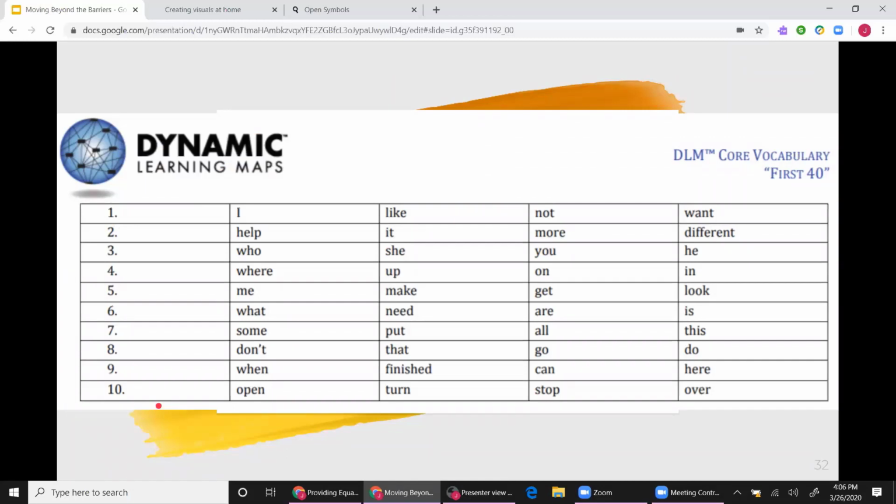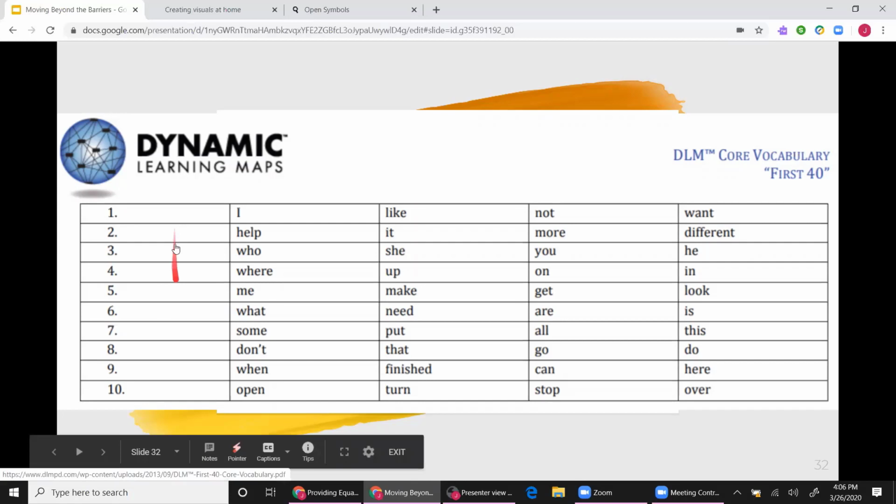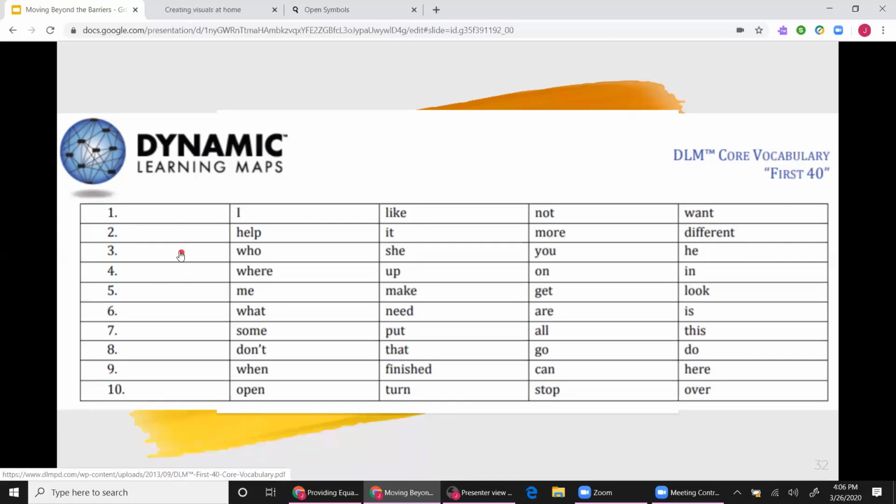You can see here they have some suggested ways of pairing these words, but you don't need to teach them in this order. If we look at who, the reason they paired that with she, you, and he is because if you're working on answering a who question, you might need some sort of a pronoun as a referent in order to answer that. So the words kind of go together, but again, you don't need to teach them in that order.